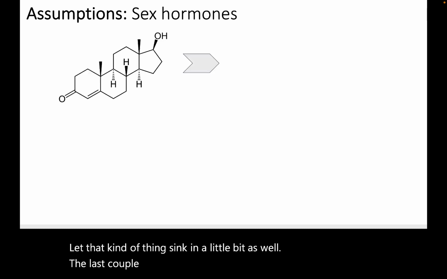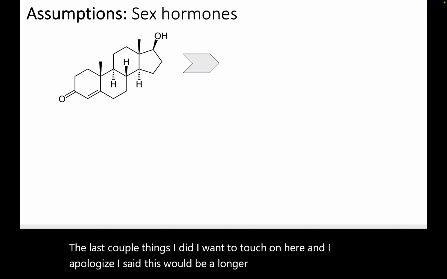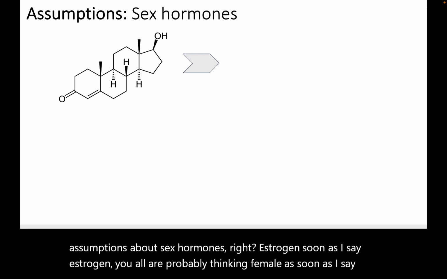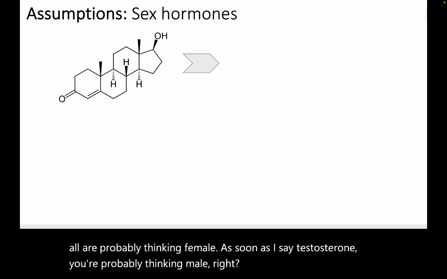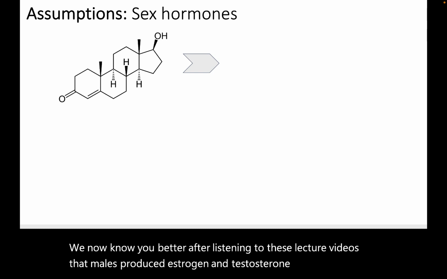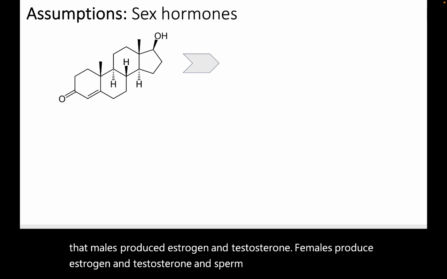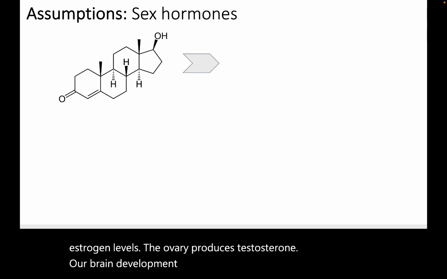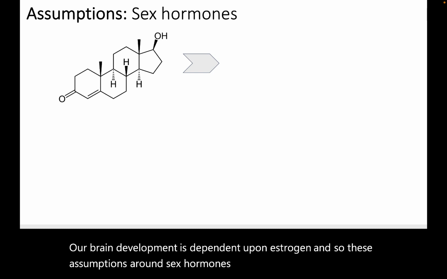The last couple of things I want to touch on here, and I apologize, I said this would be a longer video. We have a lot of assumptions about sex hormones, right? Estrogen, as soon as I say estrogen, you are probably thinking female. As soon as I say testosterone, you're probably thinking male, right? We now know, you better after listening to these lecture videos, that males produce estrogen and testosterone. Females produce estrogen and testosterone. And sperm production is predicated on estrogen levels. The ovary produces testosterone. Our brain development is dependent upon estrogen. And so these assumptions around sex hormones are just not accurate.